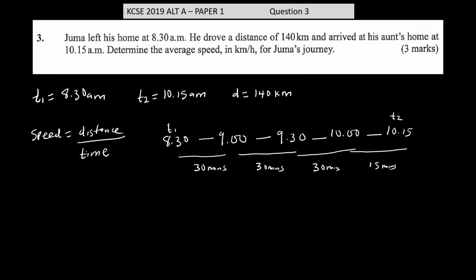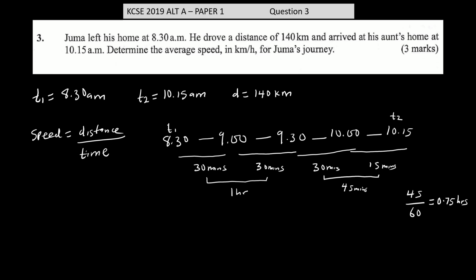So we can see here that 30 and 30, this is 1 hour. 30 plus 15, this is 45 minutes. If we look at the question, we are looking for the speed in kilometers per hour. So we have to convert 1 hour 45 minutes to hours. How do we do this? If we divide 45 by 60, we are going to have 0.75 hours. Therefore, 45 minutes equals 0.75 hours.